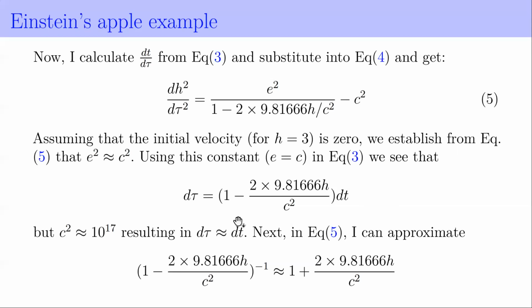So now we can write d tau dt as just equal to this, but c squared is approximately 10 to the 17 compared with 19. So obviously this term is essentially negligible. So d tau equals dt.